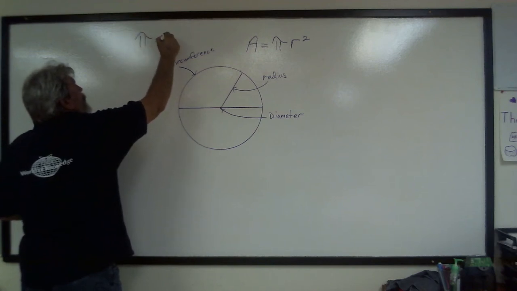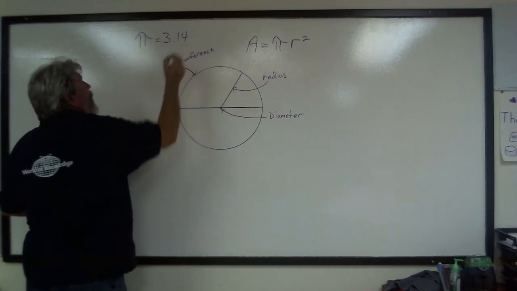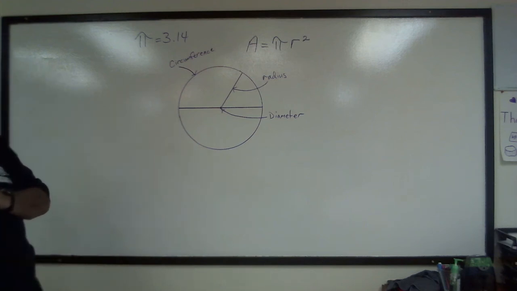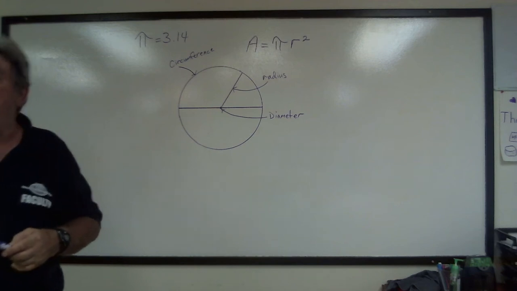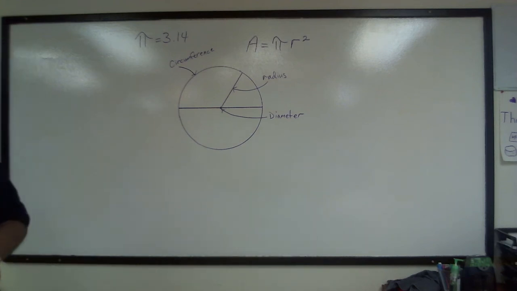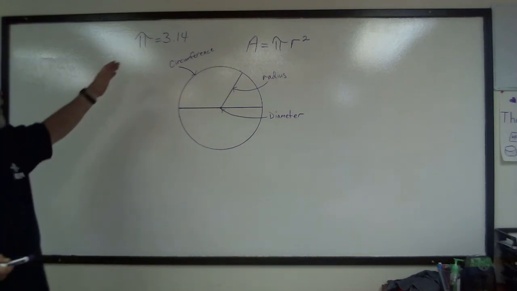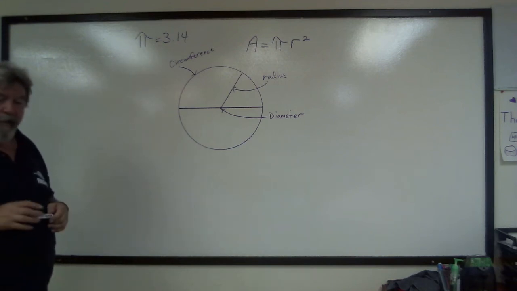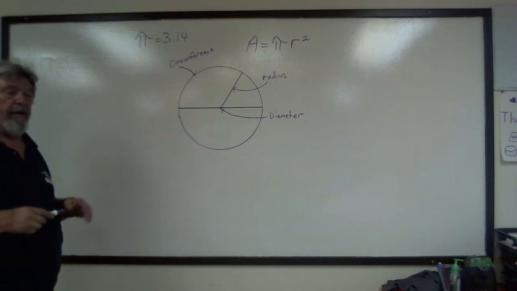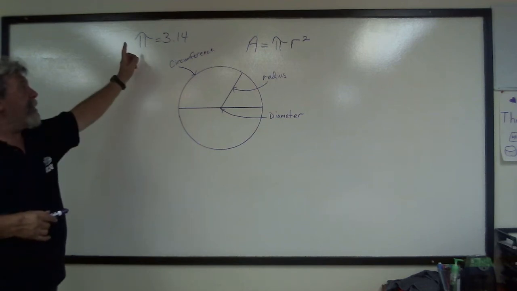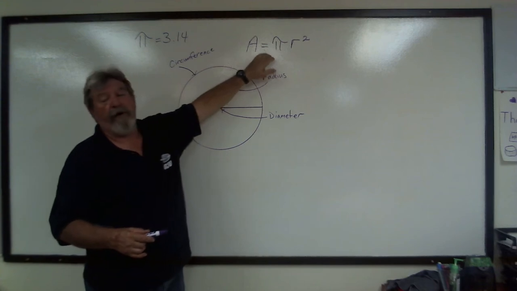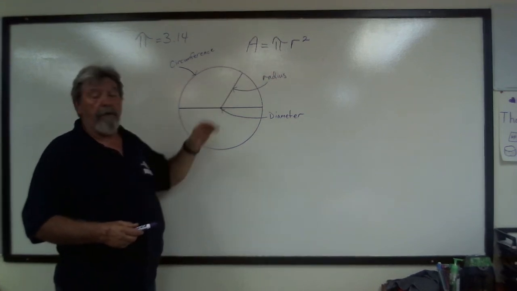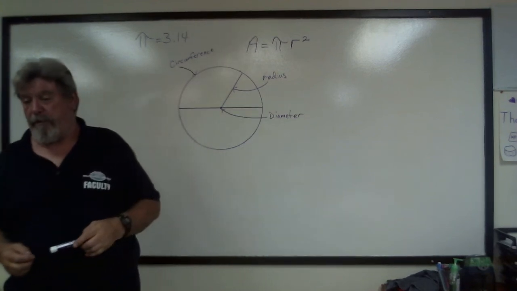In this equation, pi is always going to be 3.14. Always. There is also a fractional equivalent of 22 over 7, but we're not going to use that because it just makes life more difficult. We're going to use just 3.14 for pi. You don't really need to worry about any other kind of formulas. We could take this formula for area and find radius, diameter, or area using that equation.